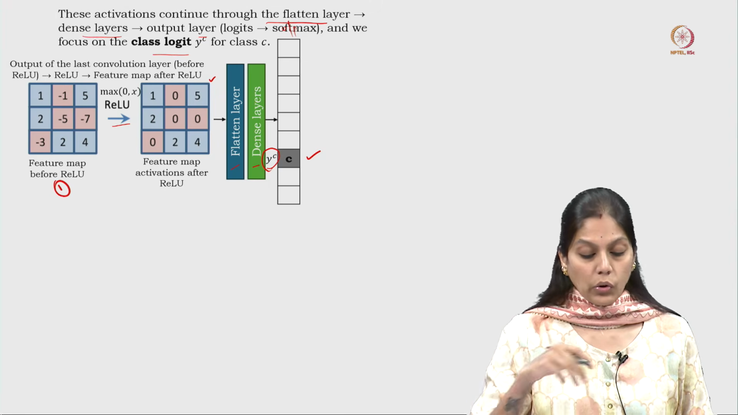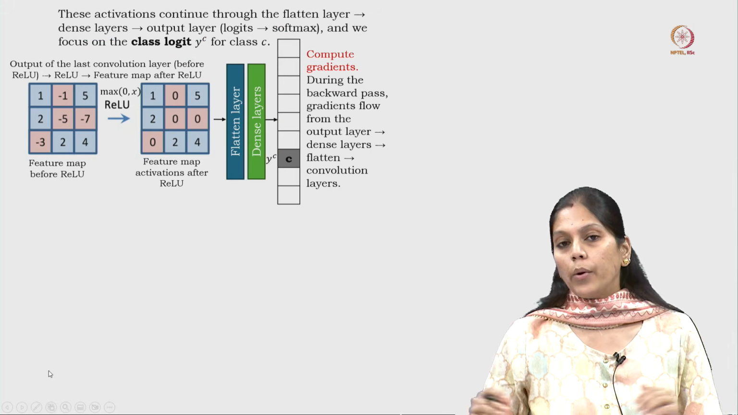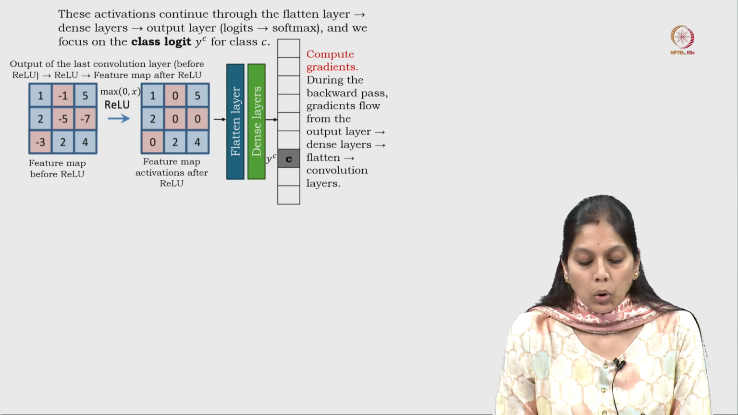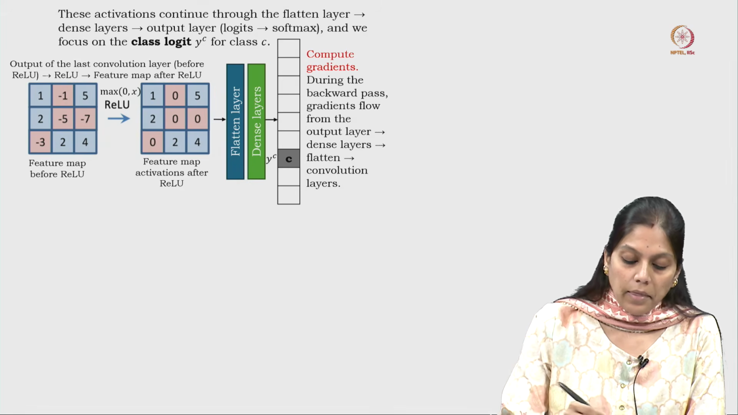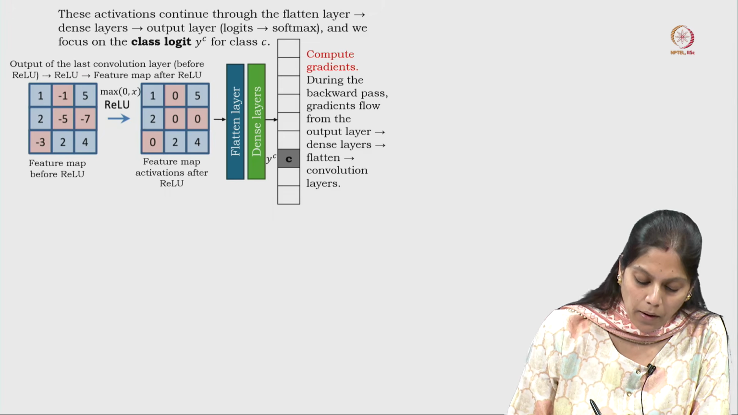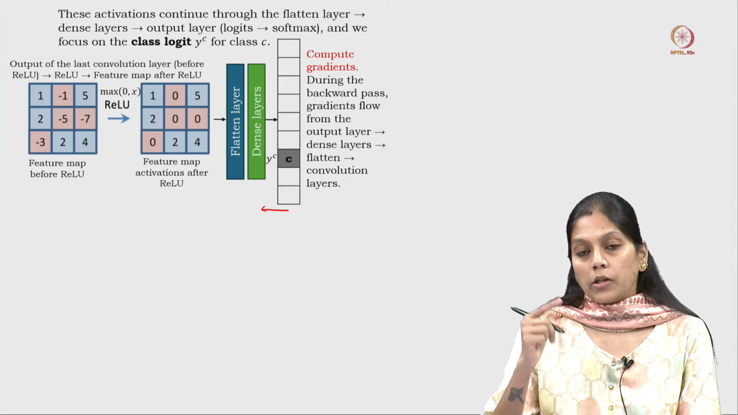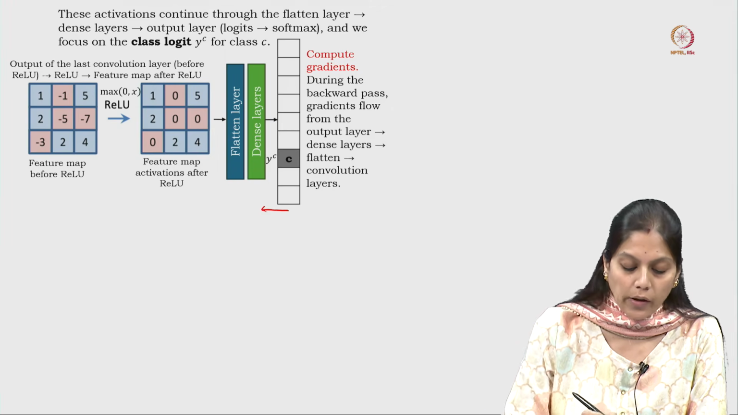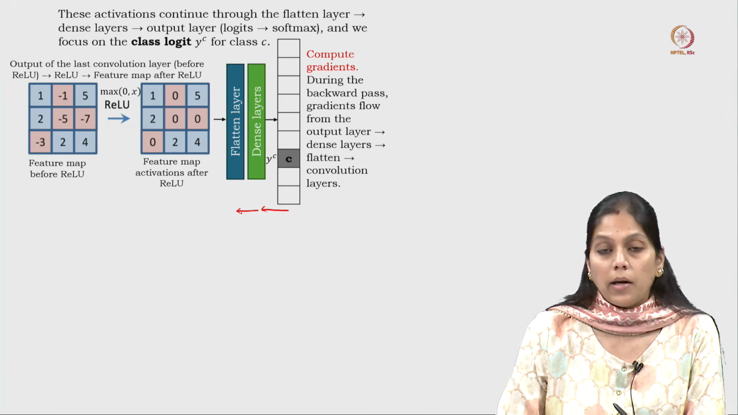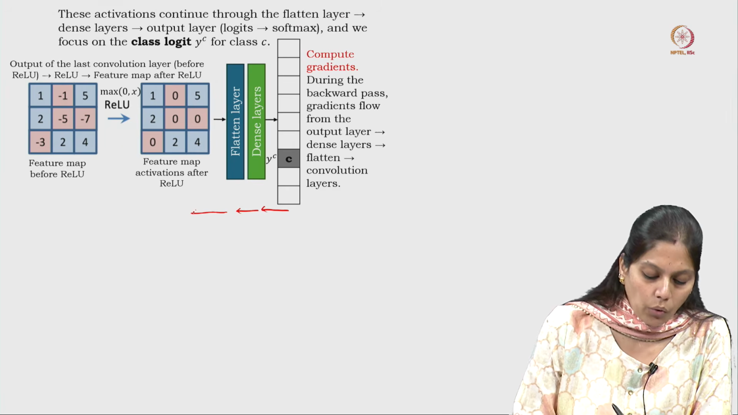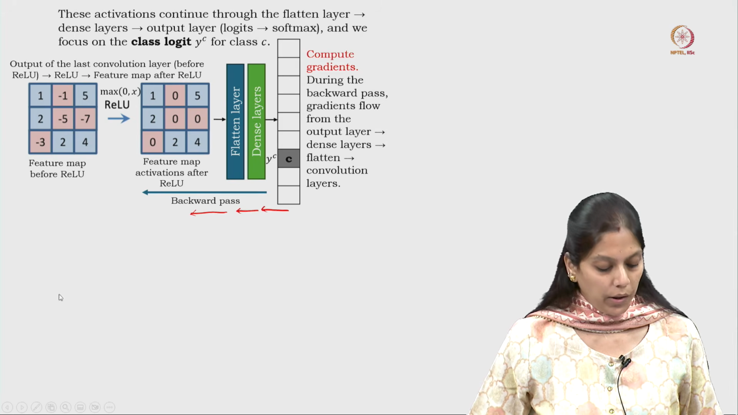Now, what we are going to do is compute the gradients. Once we compute the gradient, during the backward pass, the gradient will flow from the output layer to the dense layers, which means with respect to each of the weights, it is going to compute the gradient. Then the gradient will flow to the flattened layer. Then the gradient will flow to the convolution layer. So, this is the backward pass.